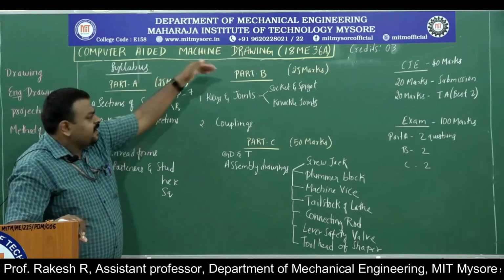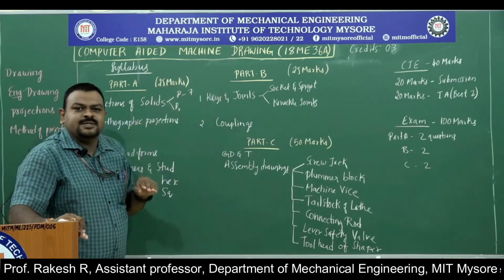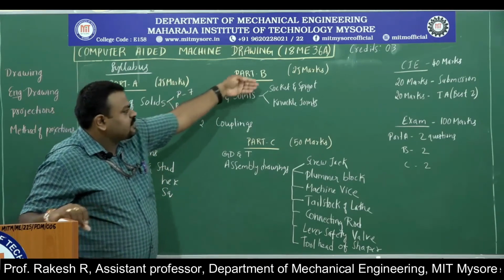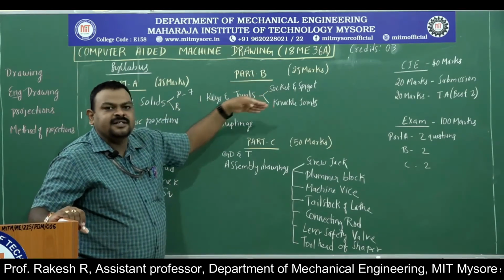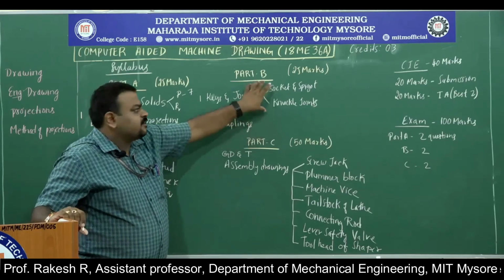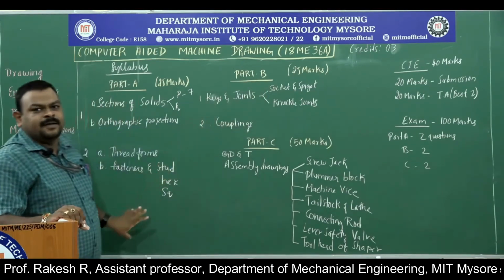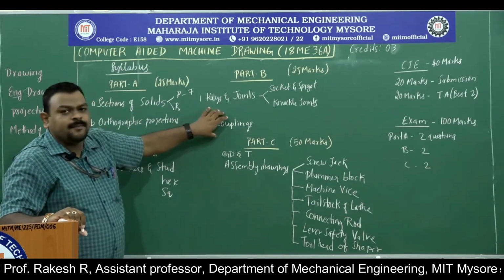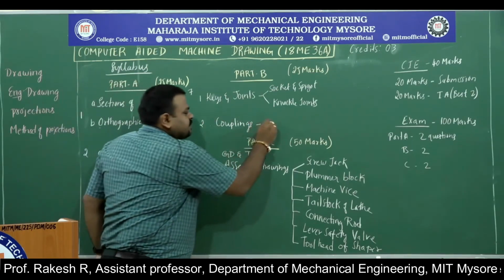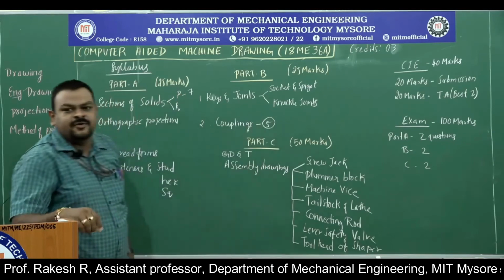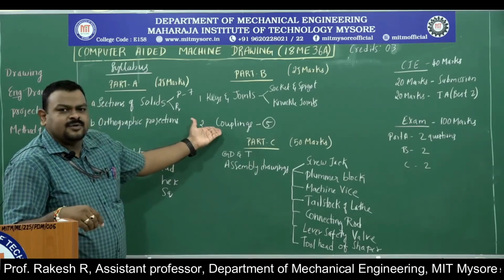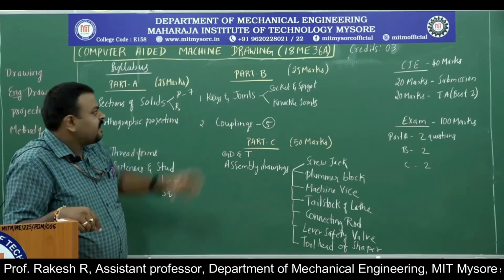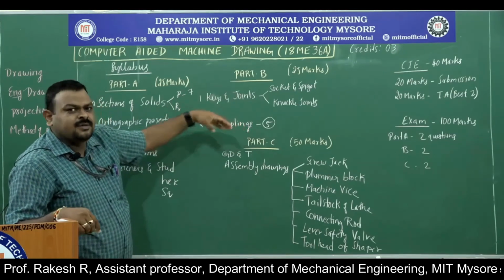Coming to part B, in part B you have keys and joints. In joints there are only 2 things, one is socket and spigot and another one is knuckle joint. These 2 joints are different from temporary joints. These are semi-permanent joints. Then couplings, again there are 5 couplings you have to read. Couplings are used to connect 2 shafts. Again, these are all memory drawings.